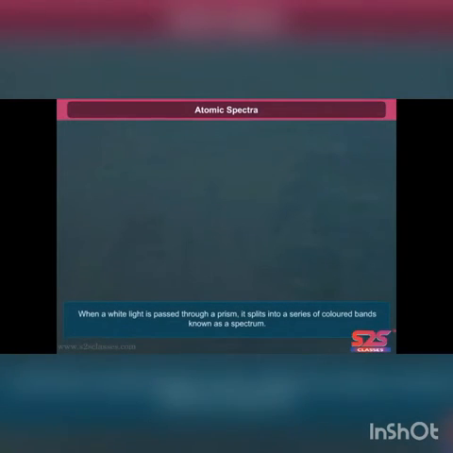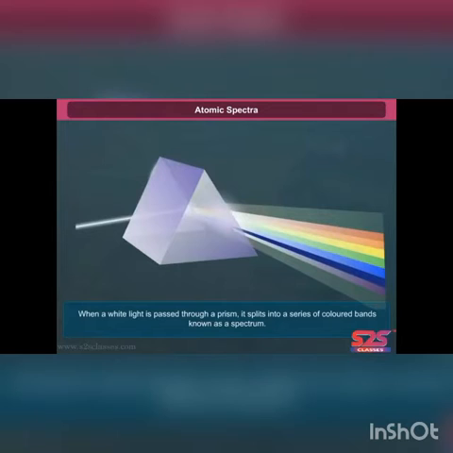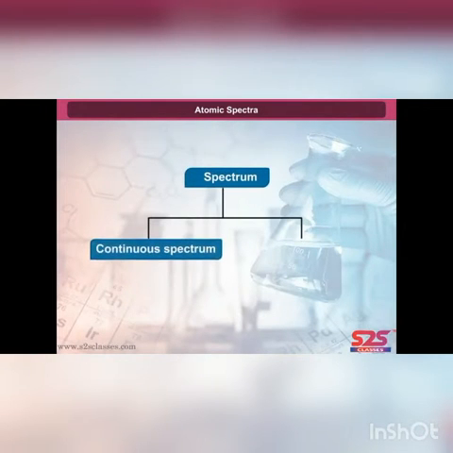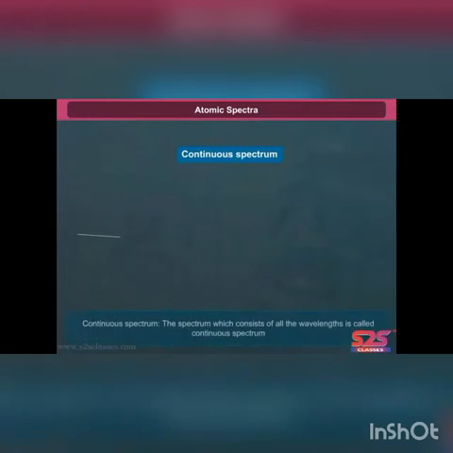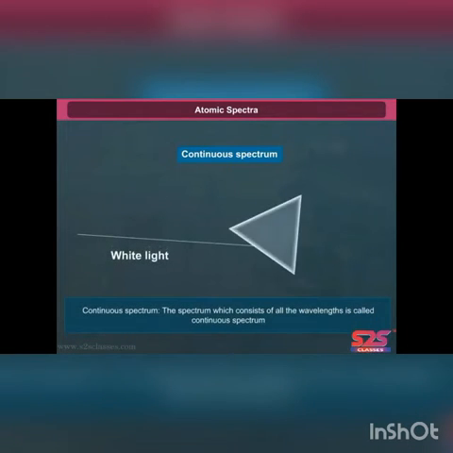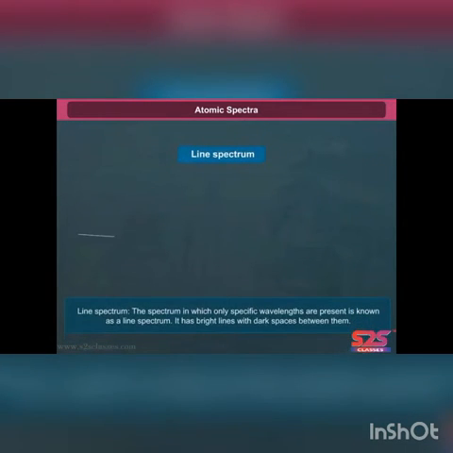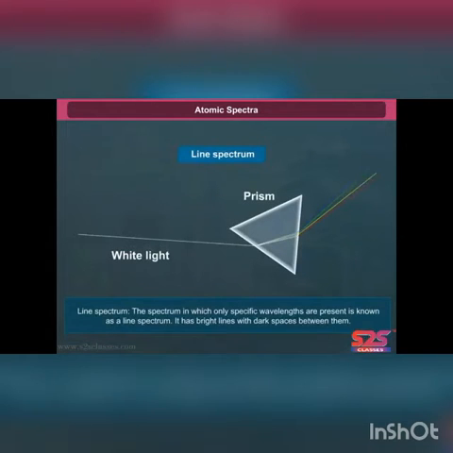Atomic spectra. When white light is passed through a prism, it splits into a series of colored bands known as a spectrum. Spectrum is of two types, continuous spectrum and line spectrum. The spectrum which consists of all the wavelengths is called continuous spectrum, whereas the spectrum in which only specific wavelengths are present is known as a line spectrum. It has bright lines with dark spaces between them.